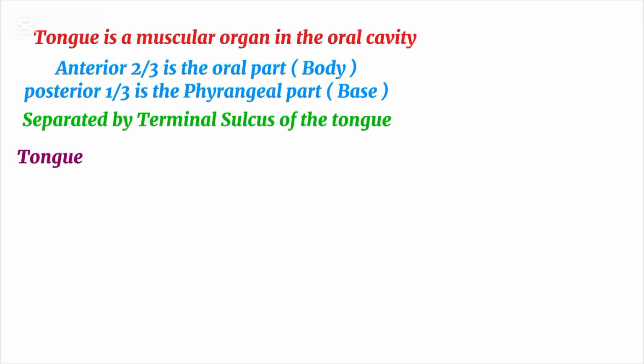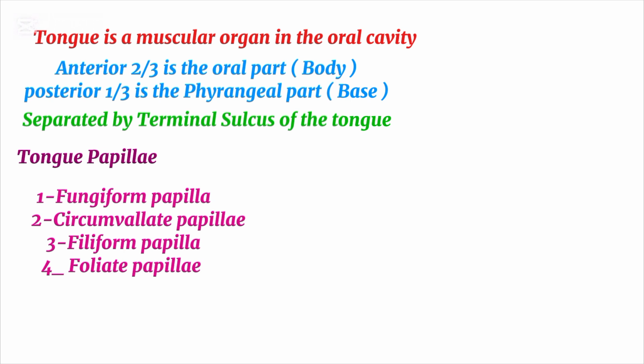Tongue papillae are visible bumps on the ventral surface of the tongue responsible for taste perception and food manipulation. There are 4 types of tongue papillae, that are fungiform papillae, circumvallate papillae, filiform papillae and foliate papillae.